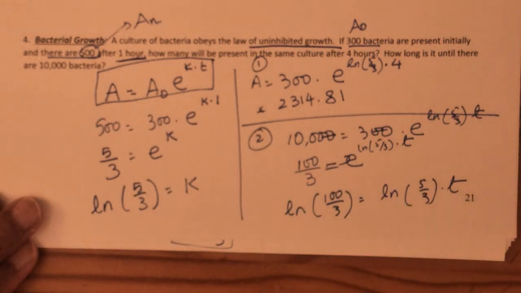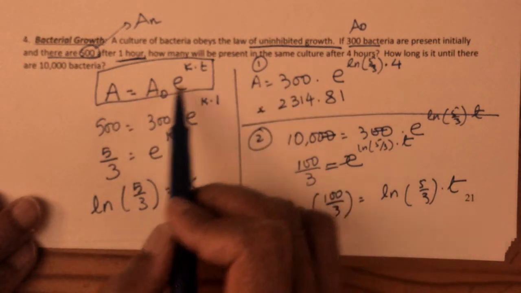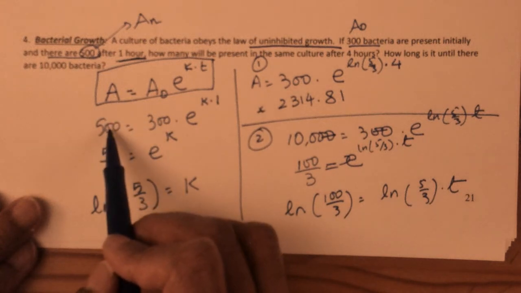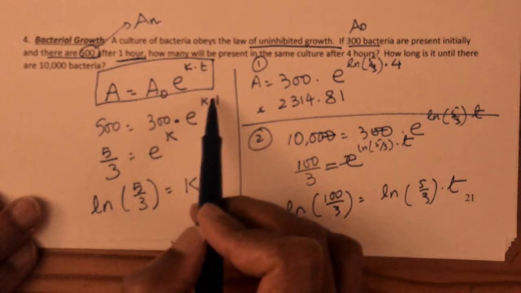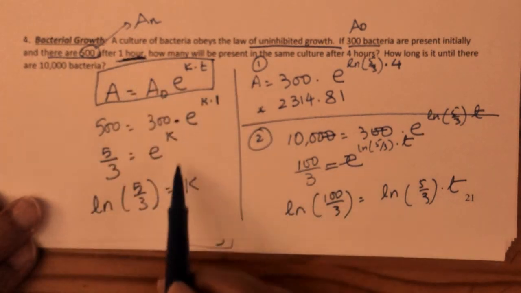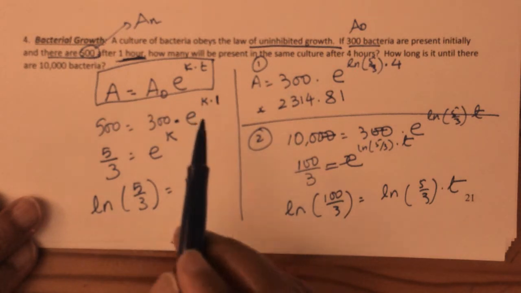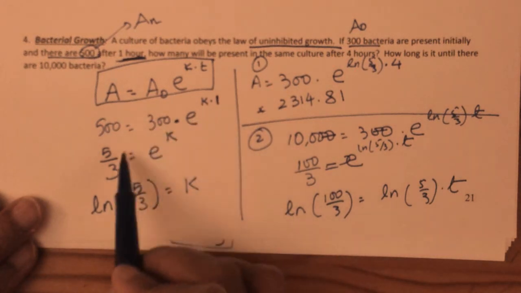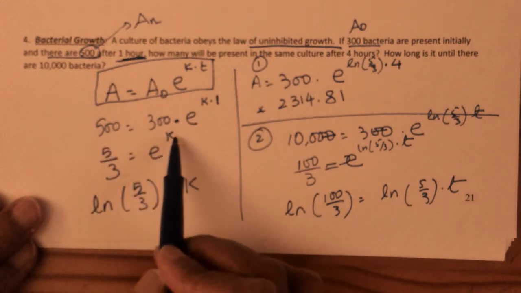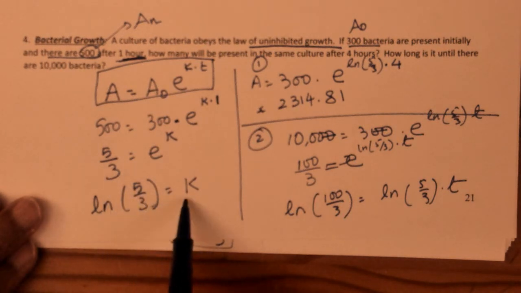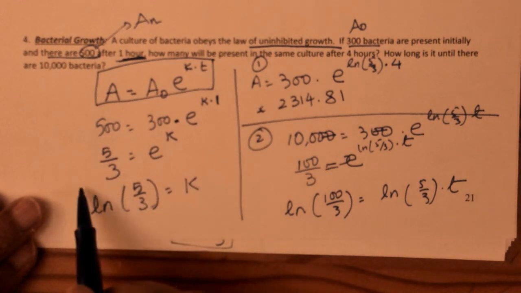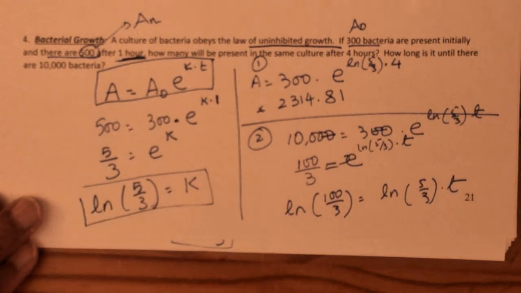Do you notice something? It doesn't talk about the k or the r. But I have enough information, I think, to calculate that k. So 500 is the final. I start off with 300 times e to the k, and k is what I'm trying to find, after 1 hour. Can I solve for this k? Yes, I can, because this is an exponential equation. So I divide both sides by 300, so I get 5 over 3 equals e to the power of k. And then I take ln on both sides. ln of 5 over 3 equals ln of e^k, so I'm just left with k. So I actually find my k to be ln of 5 over 3.